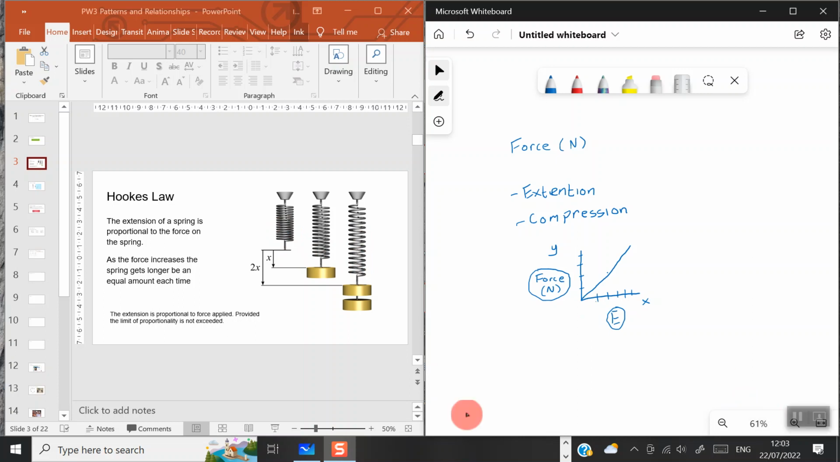So what we can say then is that the force is equal to k times the extension. We just call the extension E. So force is k times the extension E, and this k here is the proportionality constant, or just constant.